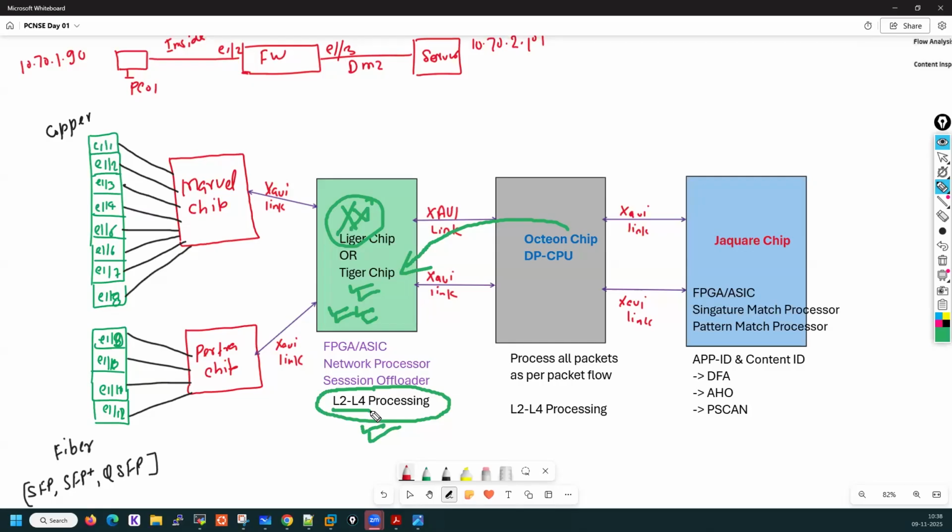Now, one question you can ask: can the network processor maintain the session? No, the network processor is not able to maintain the session. Session management is done by the Octeon chip.